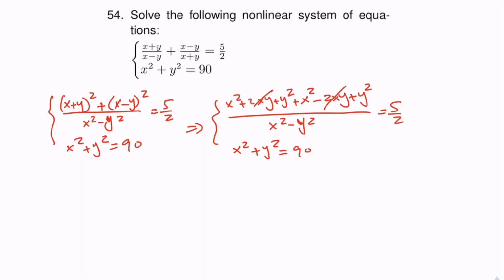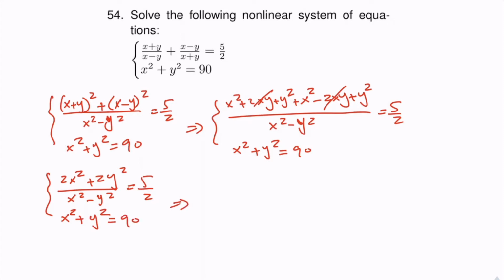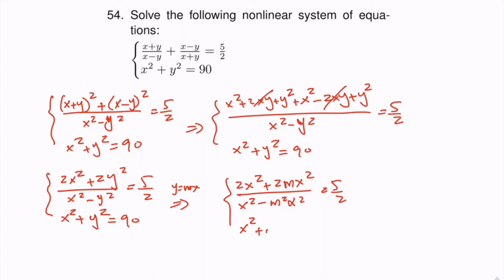So let's simplify this just a little bit further. So this will be 2x squared plus 2y squared divided by x squared minus y squared is 5/2, and x squared plus y squared is 90. So let's just assume y is mx. So we will get 2x squared plus 2m squared x squared divided by x squared minus m squared x squared is 5/2, and the second equation is x squared plus m squared x squared is 90.